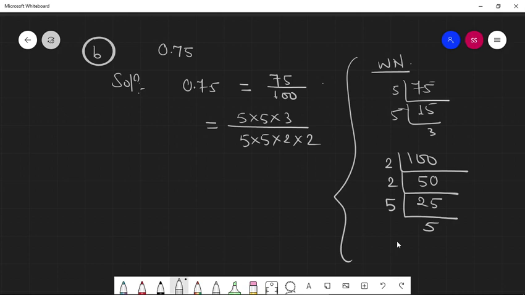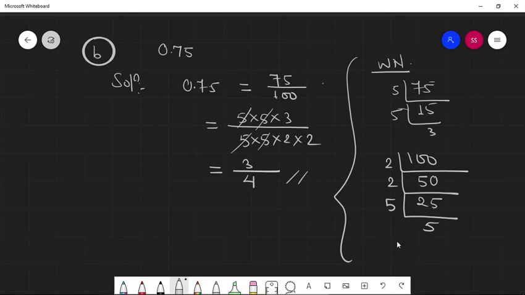Now you need to find the same numbers. You can cancel. It can be cancelled. Now you can write the remaining numbers in product form. 3 itself is a single number, and here are two numbers, 2 times 2 is 4. So the simplest form of 0.75 is 3 by 4.